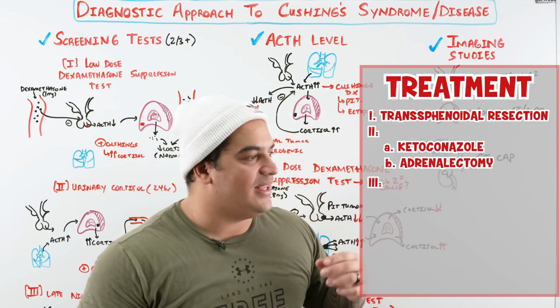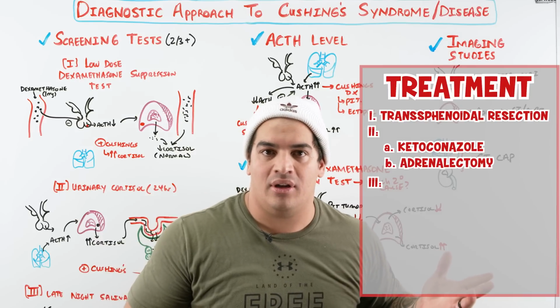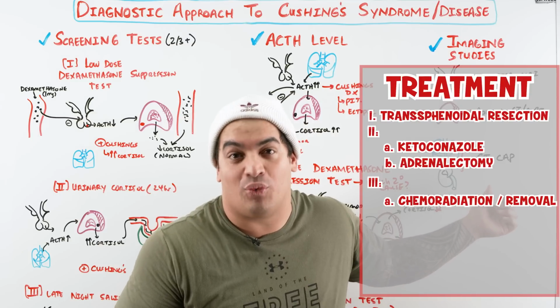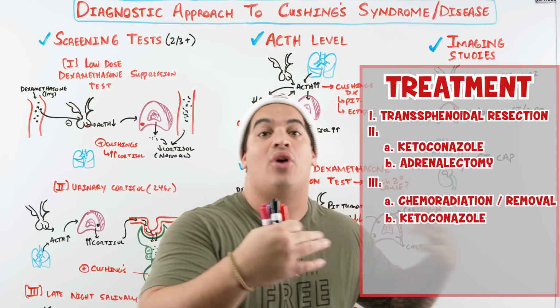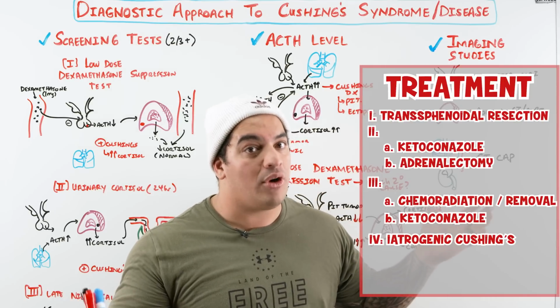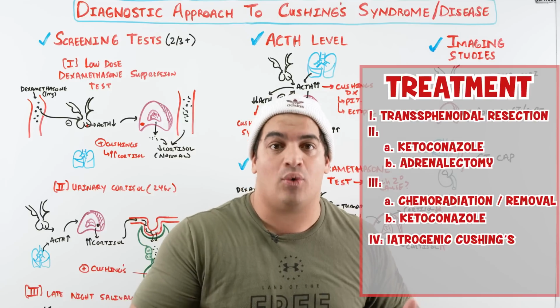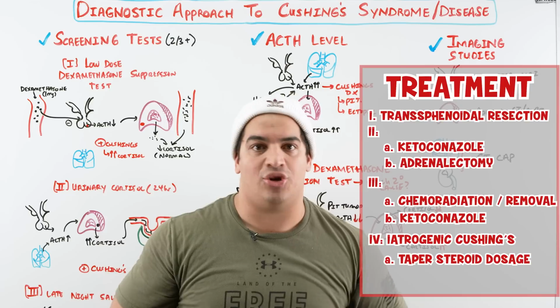The third thing is, if you have a patient who has some type of ectopic production, again, you have to go and potentially do chemoradiation or surgical resection, but in the interim until you do that, you can consider ketoconazole to suppress the cortisol production. And the last one, the fourth reason, is if it's due to them taking steroids, so they're taking chronic steroids, taper their steroid dose down, okay? So those are the 4 ways that you would treat them.